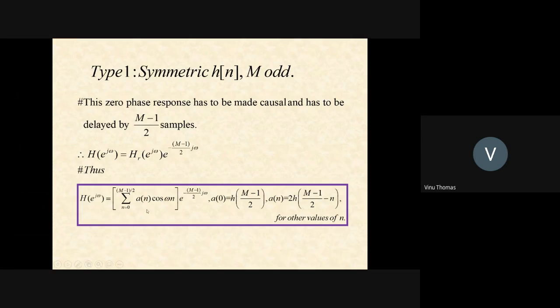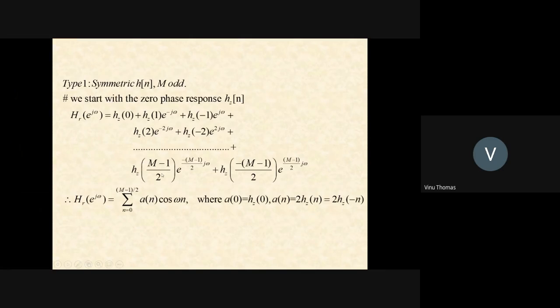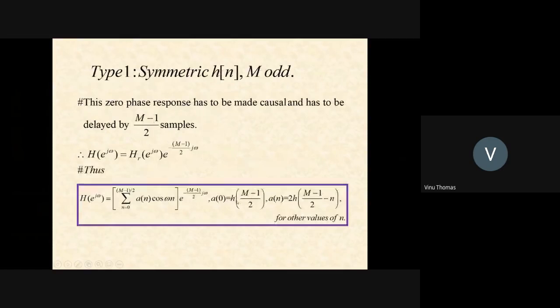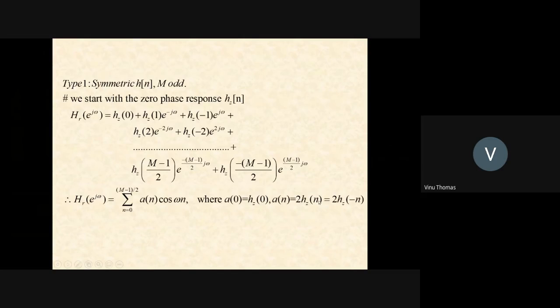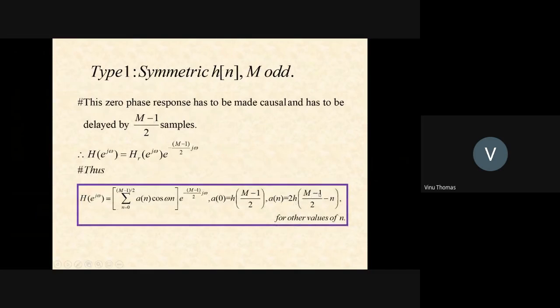So if you substitute for HR(e^jω), you can write H(e^jω) as the sum over n equal to 0 to (M-1)/2 of a(n) cos(ωn) into e^(-(M-1)/2 jω), where a0 was originally h0(0), which now appears at h((M-1)/2). So a0 is h((M-1)/2), and a(n), originally 2 h0(-n), would therefore be 2 h((M-1)/2 - n), because it has been shifted by (M-1)/2 samples.